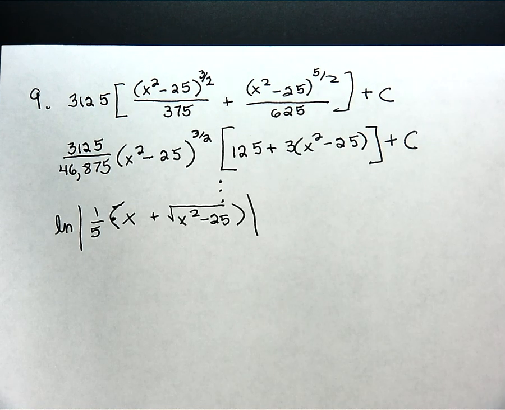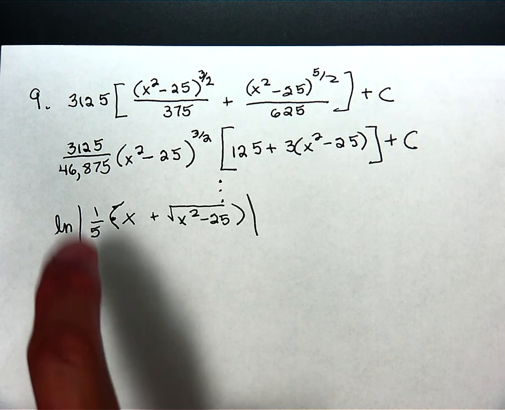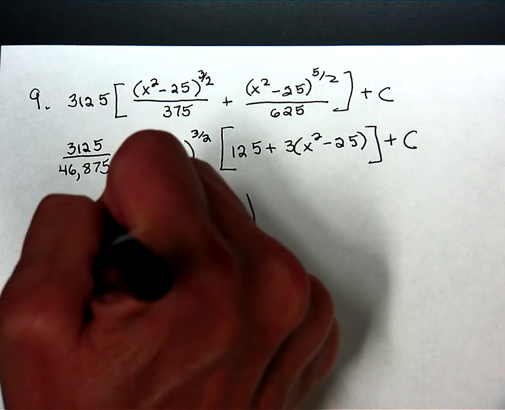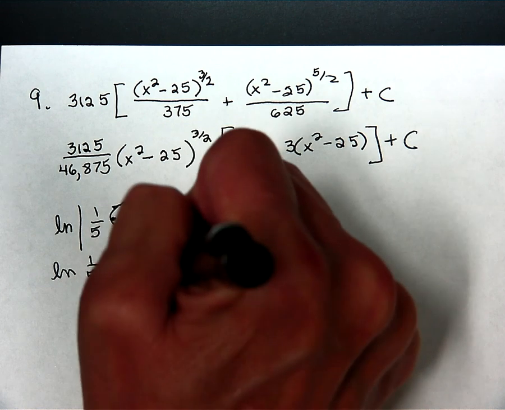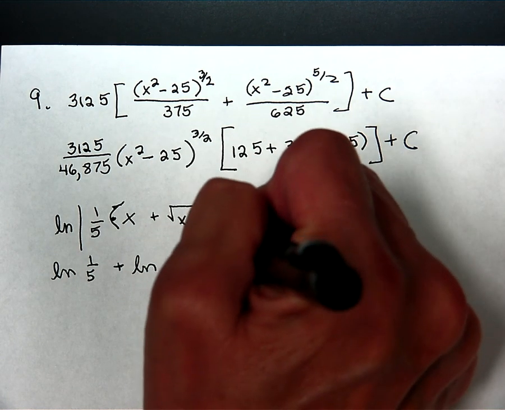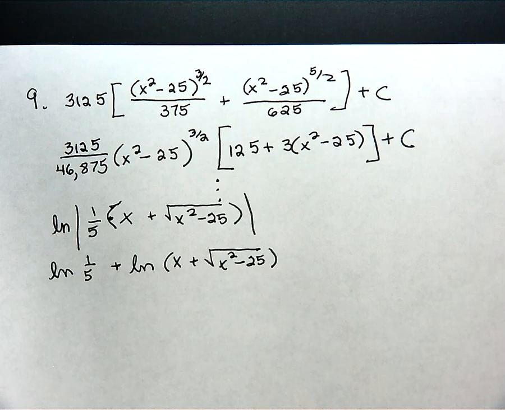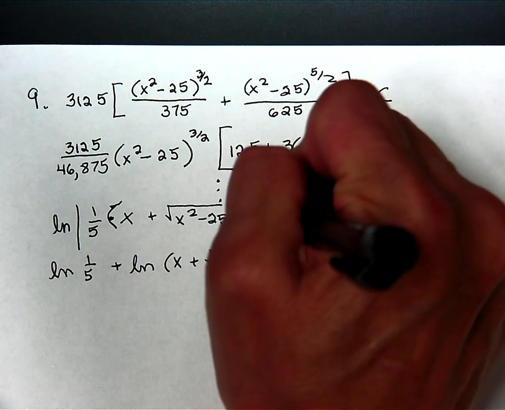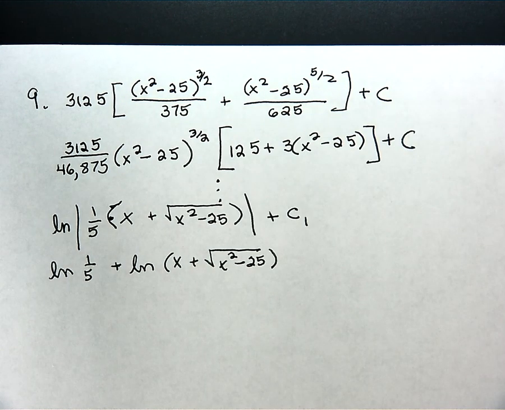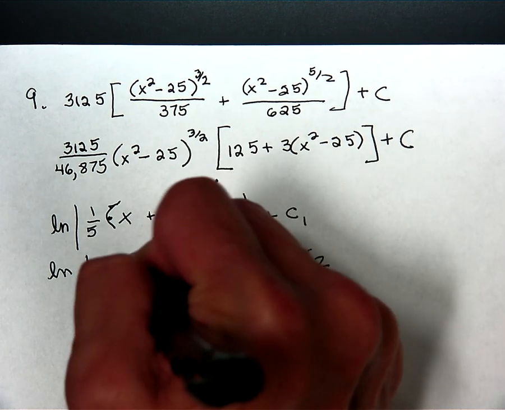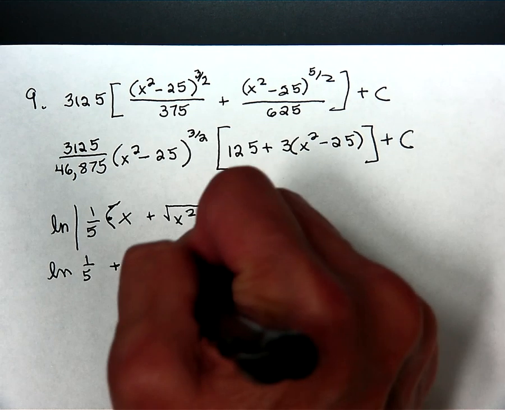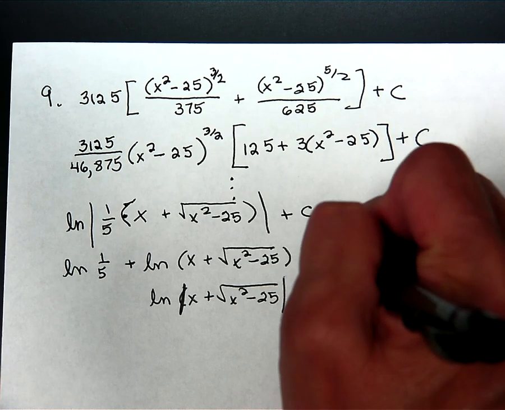Do you agree that that's the same thing? And then when you have a log of a product, which is what this is, you can rewrite it as the sum of 2 logs. I know, that upsets me too. And that's equivalent, and then that's just a constant. So if this was plus 1 constant, then this would be absolute value plus some other constant.